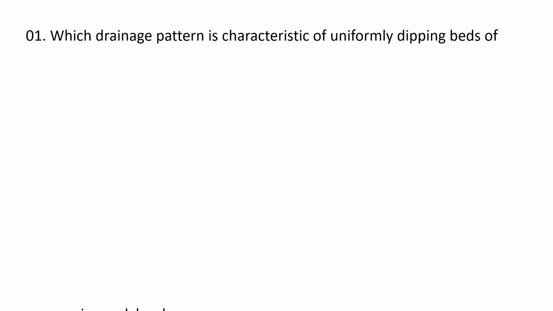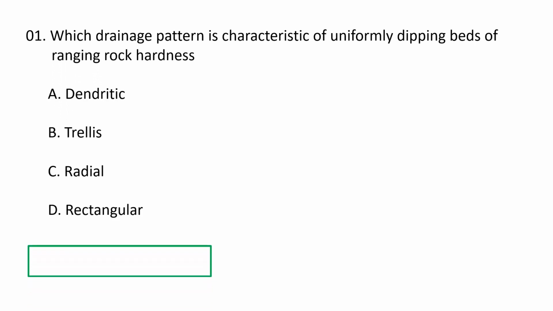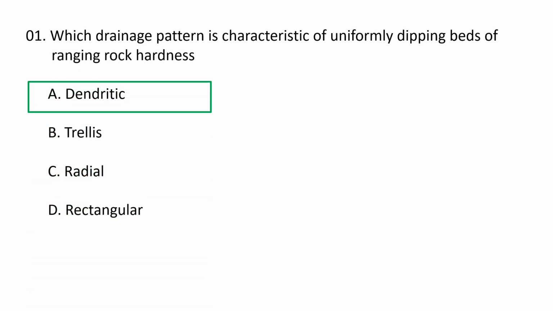Which drainage pattern is characteristic of uniformly dipping beds of varying rock hardness? A. Dendritic, B. Trellis, C. Radial, D. Rectangular. So the correct option is A. Dendritic drainage. A dendritic drainage pattern is the most common form and it looks like the branching pattern of tree roots, and it develops in regions underlain by homogeneous material.